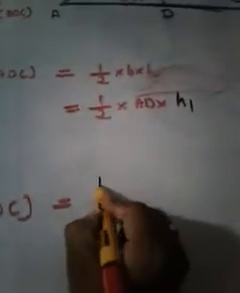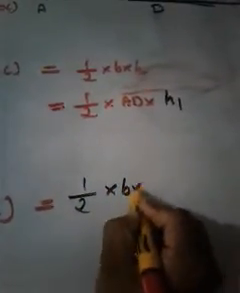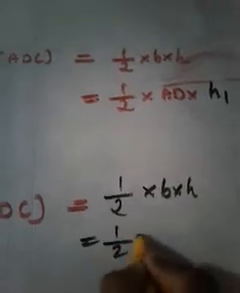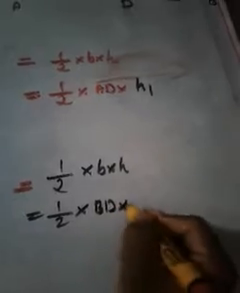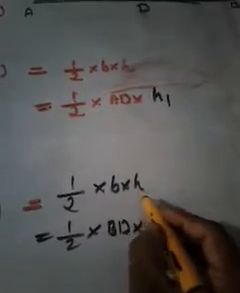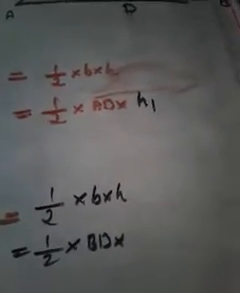Okay. Now let me come to the second triangle, the area of BDC. Same formula: half into base into height is equal to half into the base of the triangle BDC. Which is the base? BD is the base. Without any doubt, I can say that BD is the base. And instead of h, I have to mention the height of that triangle.